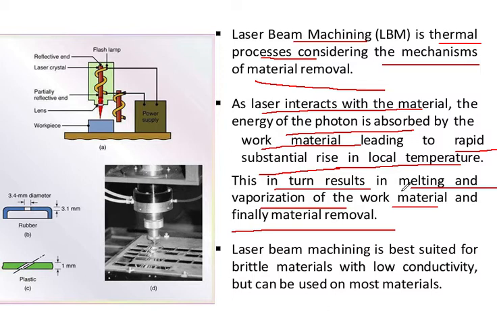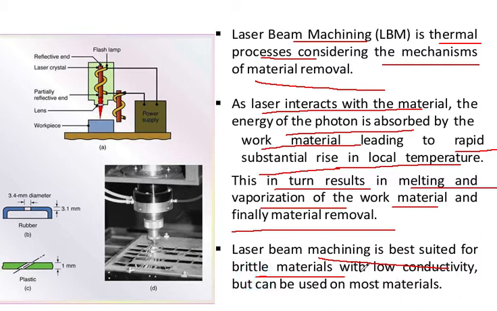The most important thing is that there are several non-traditional machining processes, but one of the advanced machining processes is laser beam machining. Not only laser beam machining, but electron beam machining is also one of the advanced processes. Okay, and laser beam machining is best suited for brittle material.